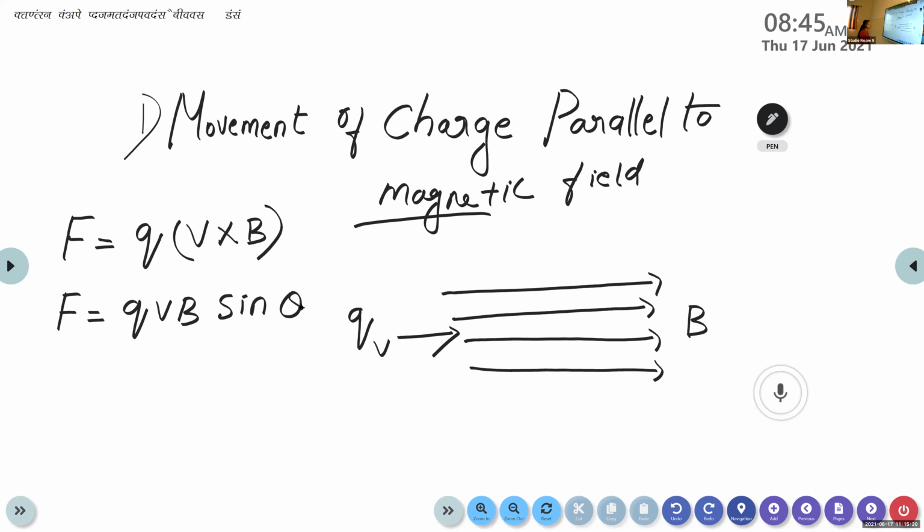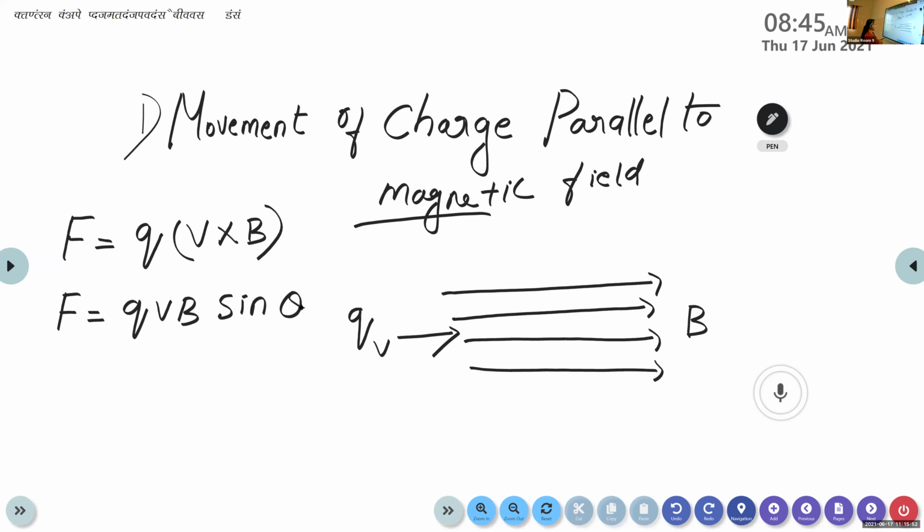F is equal to QVB sine theta, where Q is the charge, V is the velocity, and B is the magnetic field. And what does theta represent? What is theta? Zero. Okay, what is theta? Theta is the angle between the velocity and that of the magnetic field, right? It is 0 here. We can discuss it.